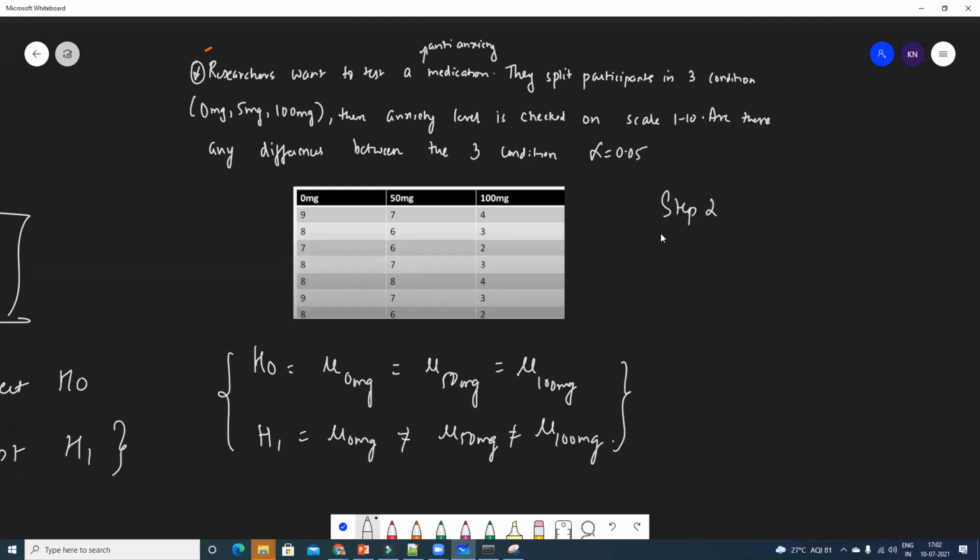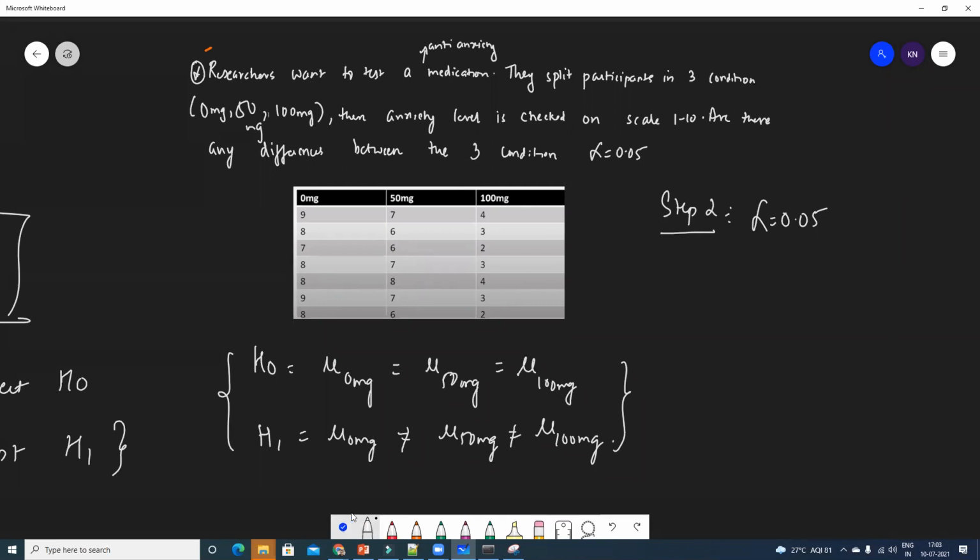Let's go towards step 2. Step 2 is nothing but alpha is equal to 0.05, right? Okay, guys, this is 50 mg. Sorry for this. Okay. Everybody clear here?